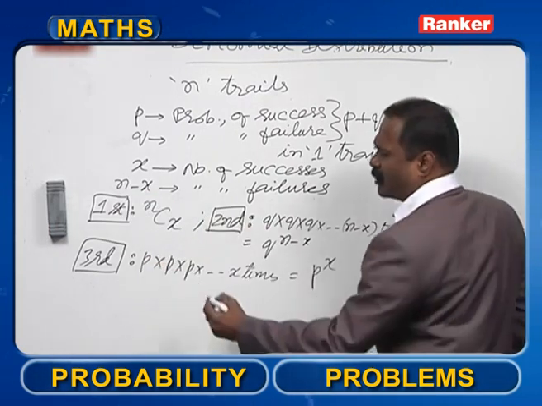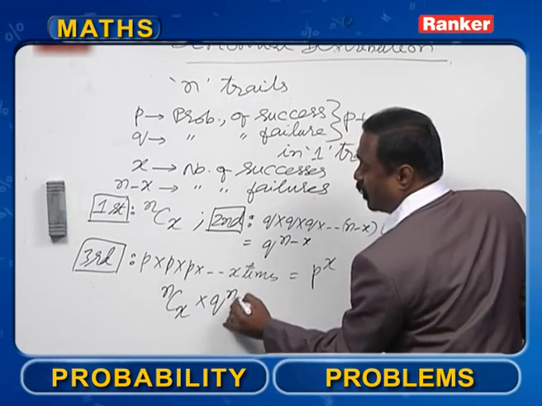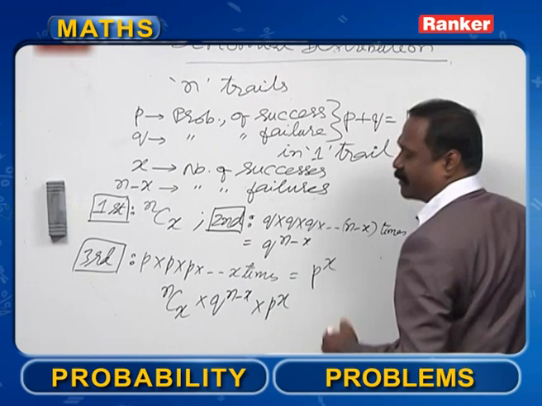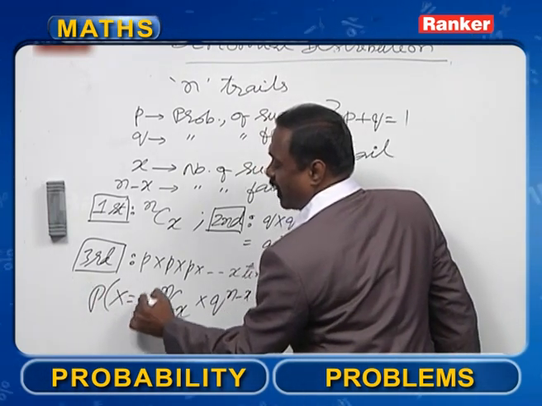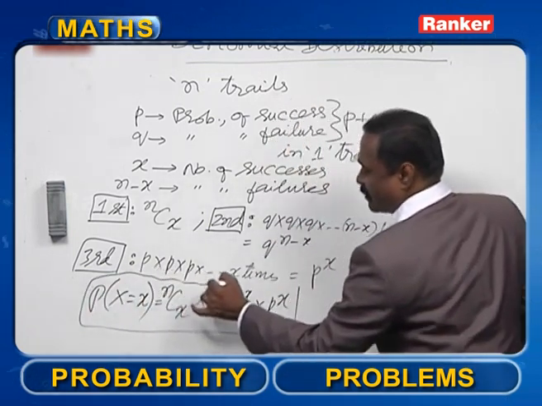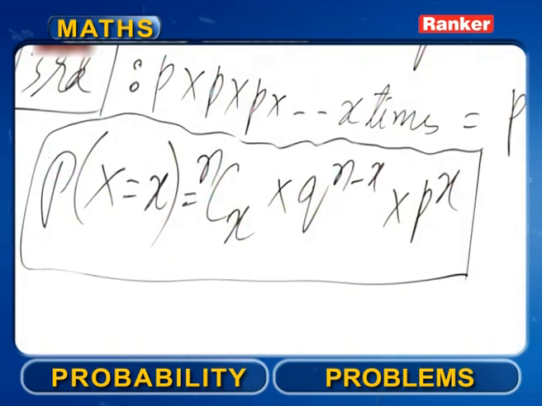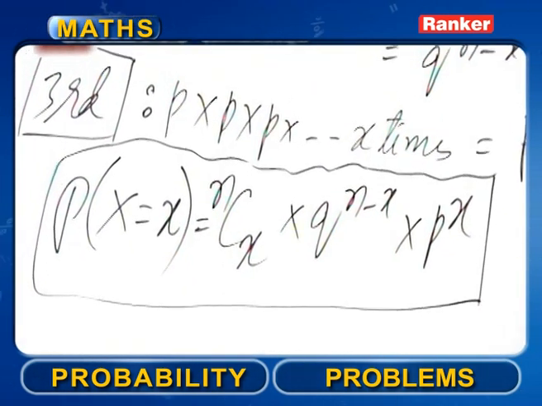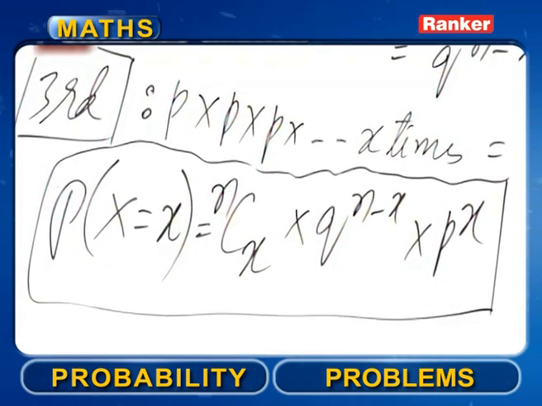All these operations, one after the other, can be performed simultaneously in nCx into q power n minus x into p power x, in different ways. What is it? The probability of x successes is nothing but nCx into q power n minus x into p power x, which resembles the general term in the binomial theorem, nCx. Understand the terms first while doing the problem.